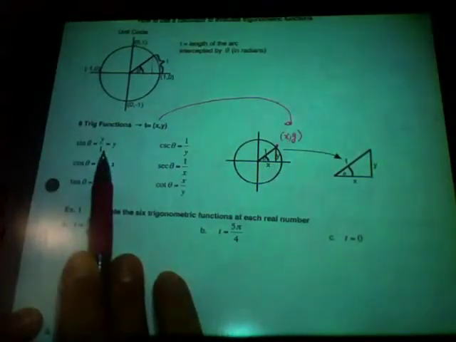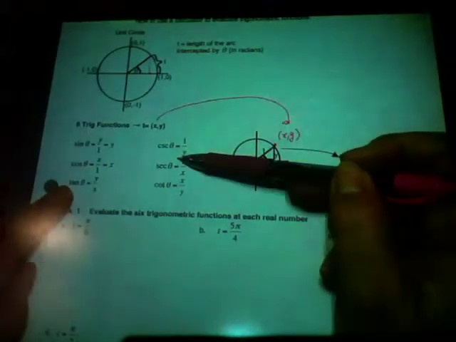This is your angle, right? And so for this triangle, y is side opposite, x is side adjacent, and what's 1? Your hypotenuse. Your hypotenuse is always 1. So for sine, isn't it opposite over hypotenuse? So y over 1, which is y. Cosine is adjacent over hypotenuse, x. And then tangent is opposite over adjacent, so y over x.